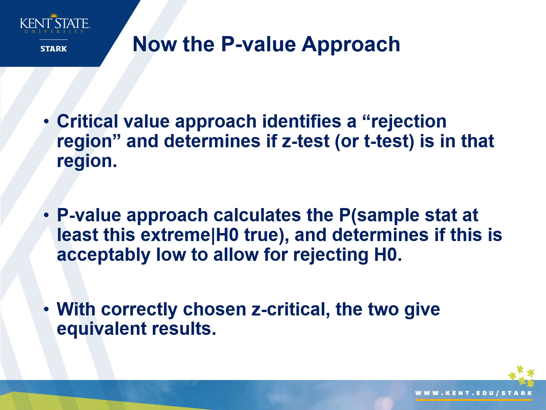Now let's turn to the p-value approach. First, a little comparison. The critical value approach takes the philosophy of identifying the rejection region, finding critical values to define that region, and then determining if the test statistic falls in that region. With the p-value approach, what we're doing is calculating what the probability is of getting a sample statistic at least as extreme as we observe, if the null hypothesis is actually true. Then we determine whether this is low enough to reject the null hypothesis as false.